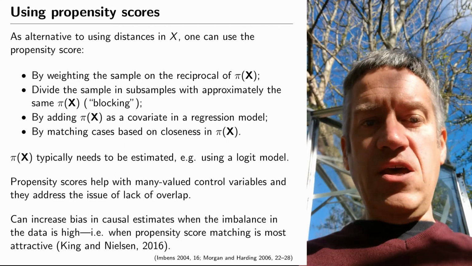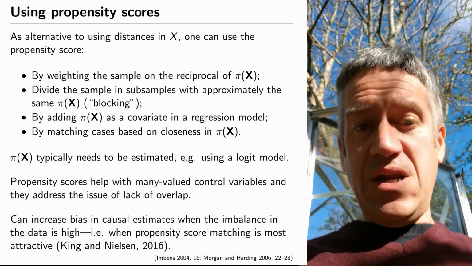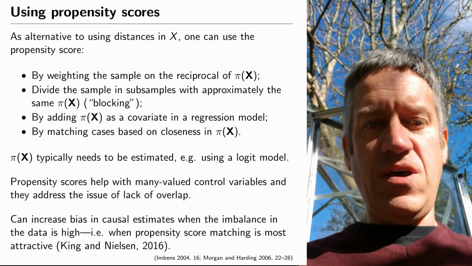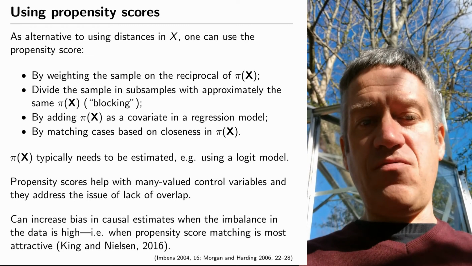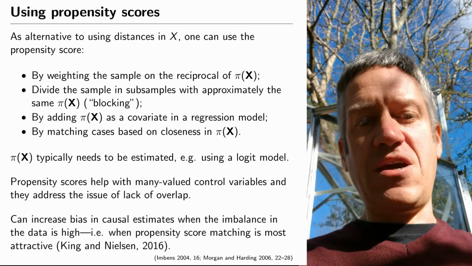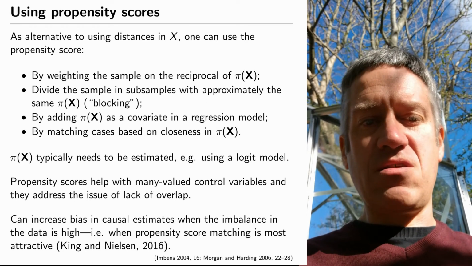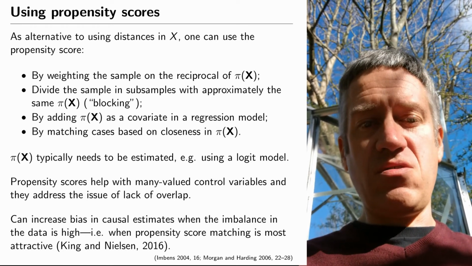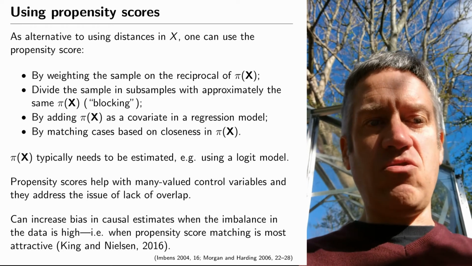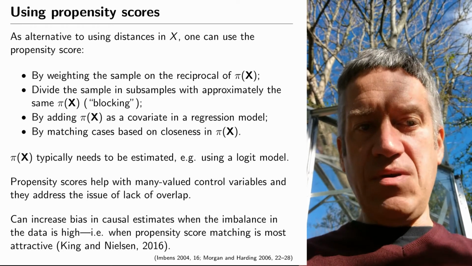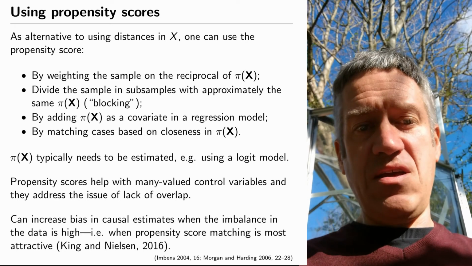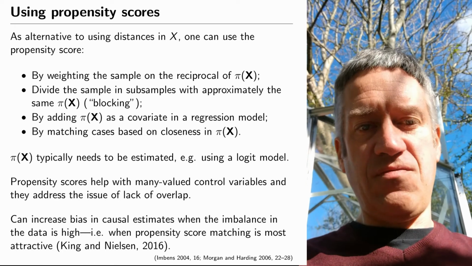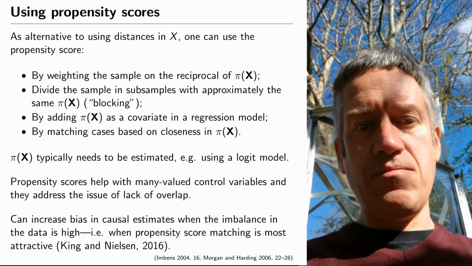And so this can help with cases where there are many control variables or they have many potential values. So it will be difficult to come up with a good measure for distance. This is one that brings all the X variables together into one coherent measure that we can then look at for a close match. And so this also creates stability and addresses issues of lack of overlap, where there are simply no cases in the control group that are similar enough to the cases in the treatment group.